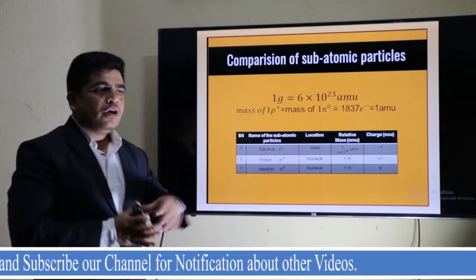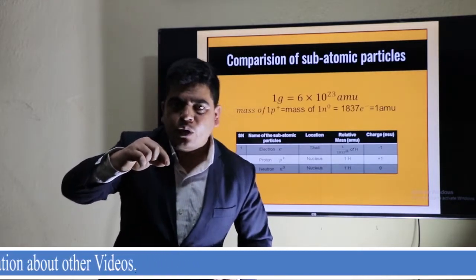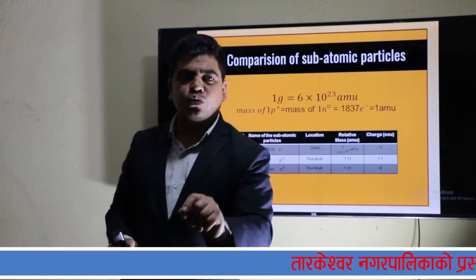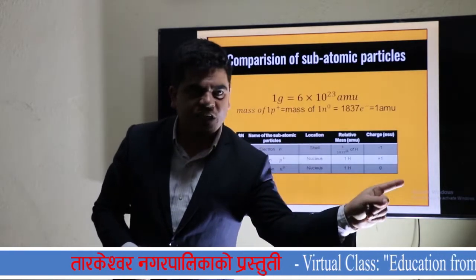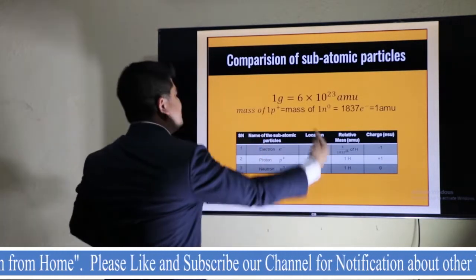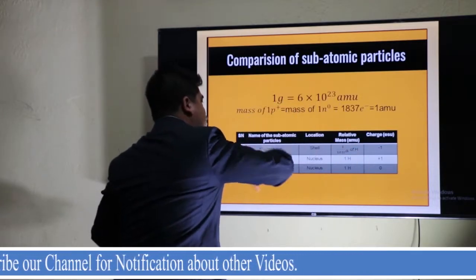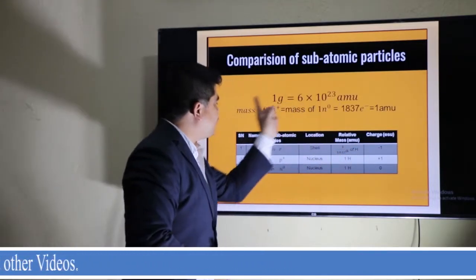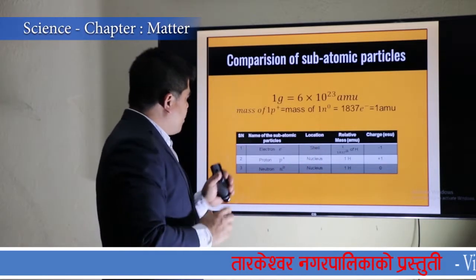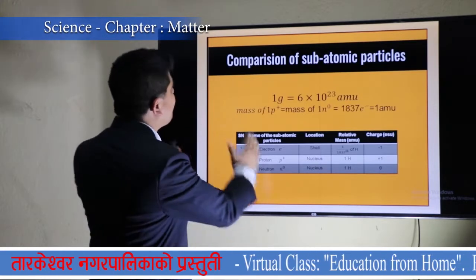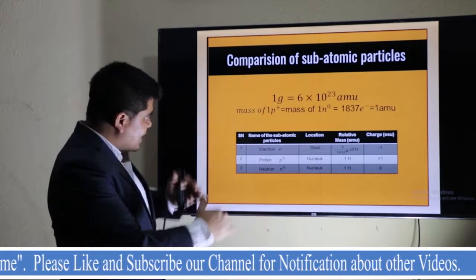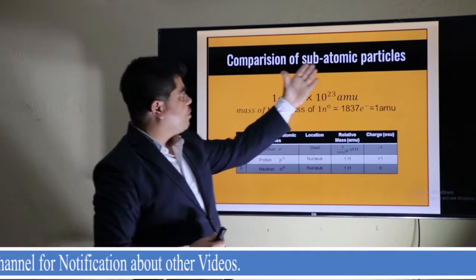In the inner side, the nucleus consists of the protons and the neutrons. Protons are positively charged. Neutrons are chargeless. And the electrons must rotate around in the shells or the orbitals. That's why we must know the basic concepts before moving on to the comparison of the subatomic particles. So let's discuss the comparison of subatomic particles.